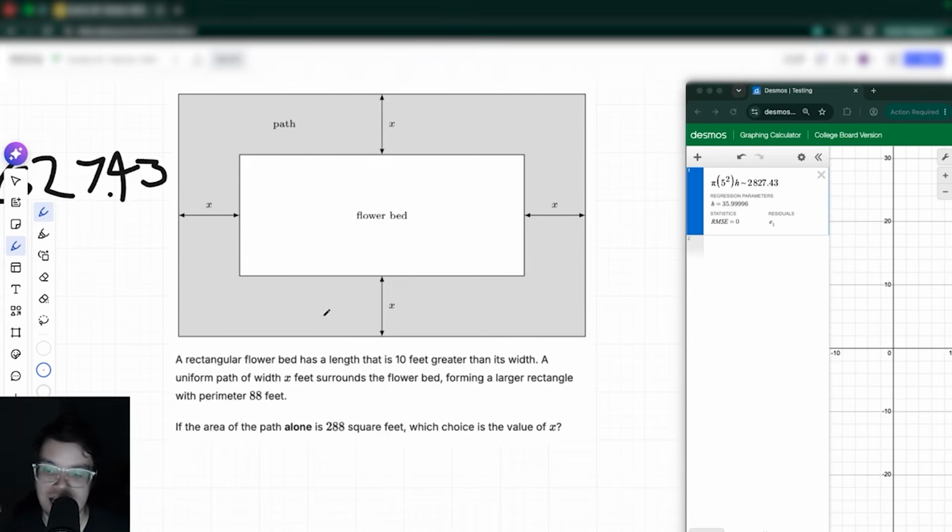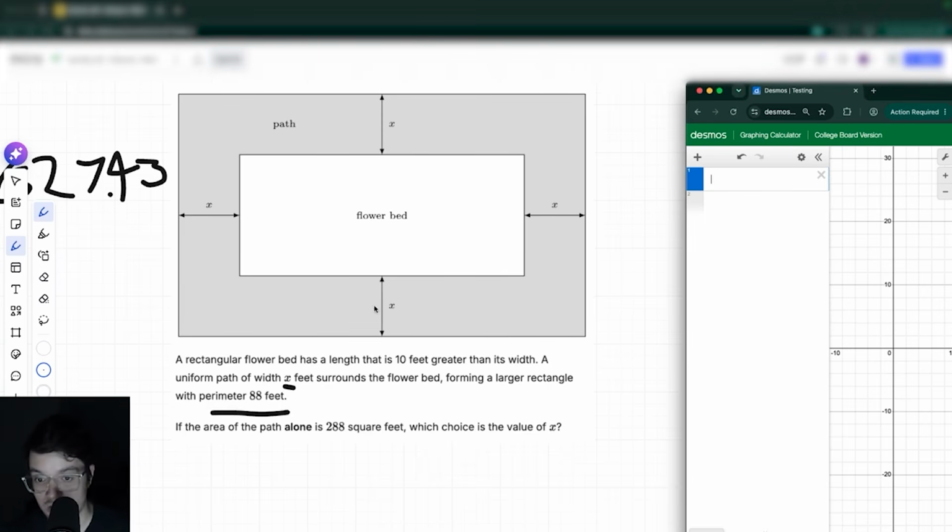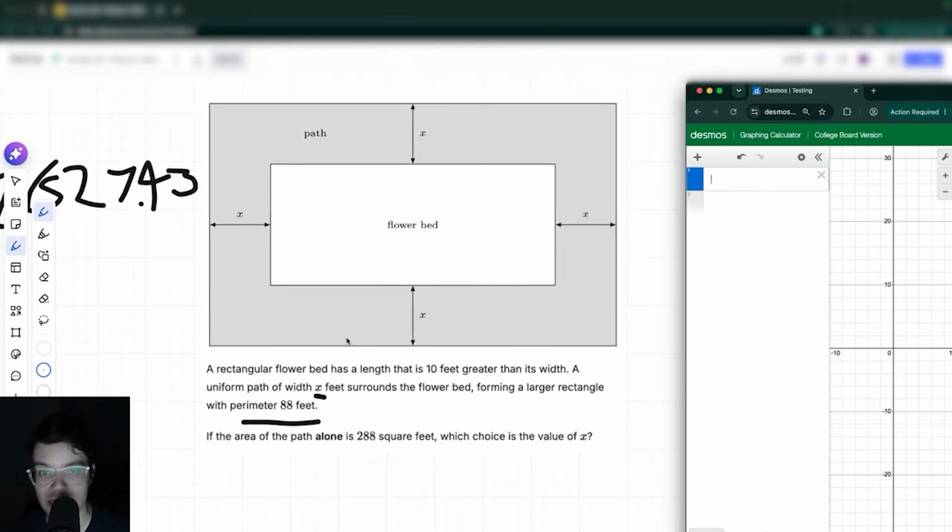This one, we have a rectangular flower bed with a length that is 10 feet greater than the width. And then we have a uniform path of x feet that is surrounding it, and it's forming a larger rectangle with a perimeter of 88 feet. So this is where it gets a little bit harder because now we don't just have one equation, we actually have multiple equations shown here.